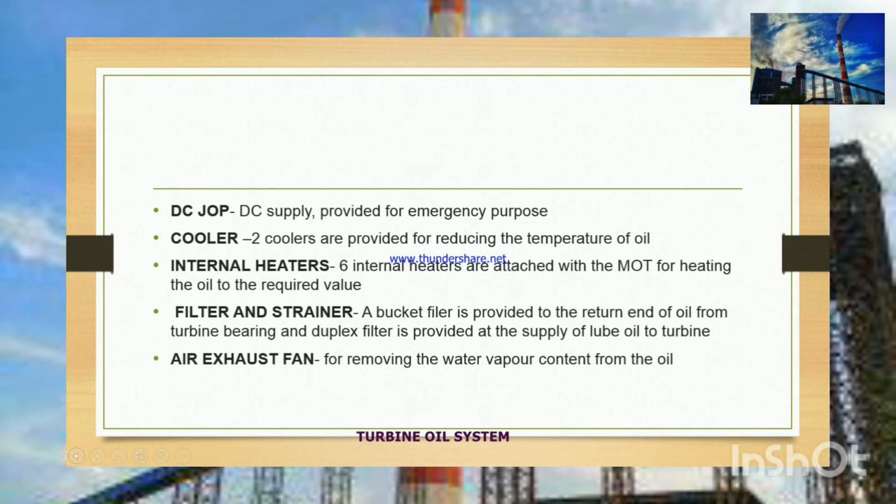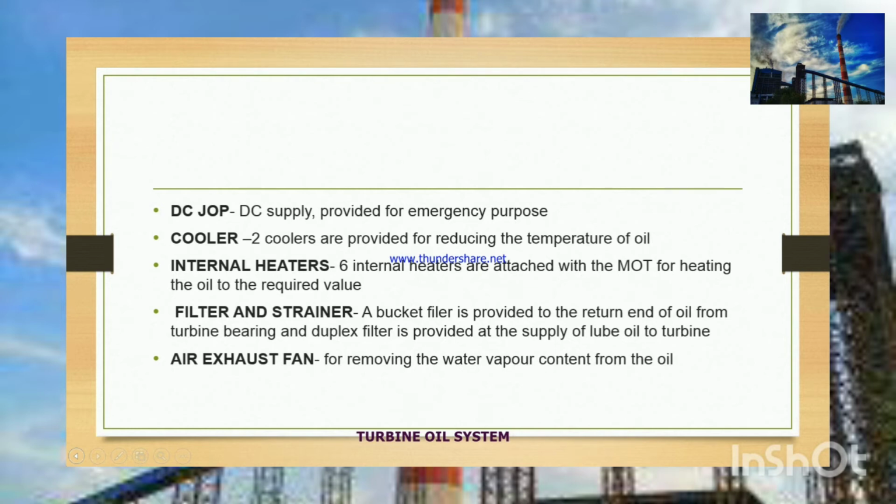The next component is air exhaust fan. Air exhaust fan is provided for removing gas components and oil vapor formed. The gases may enter into the turbine oil system through generator. We know that in generator, CO2 gas and hydrogen gas are used. The oil used for hydrogen sealing may absorb these CO2 and hydrogen gases.